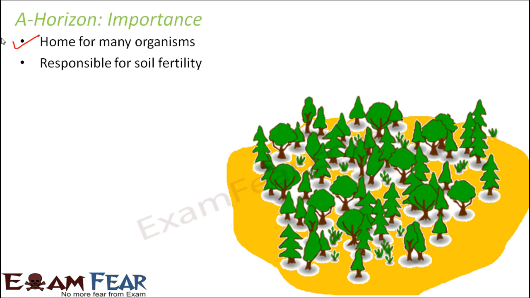It is also responsible for soil fertility. Why? How does it provide fertility to the soil? Because the A horizon contains humus. And what is humus? Humus is obtained from natural decay of plants or animals. It is dark brown, or in fact black in most cases. Due to the presence of this humus, the organic content of the soil increases and the fertility of the soil also increases.